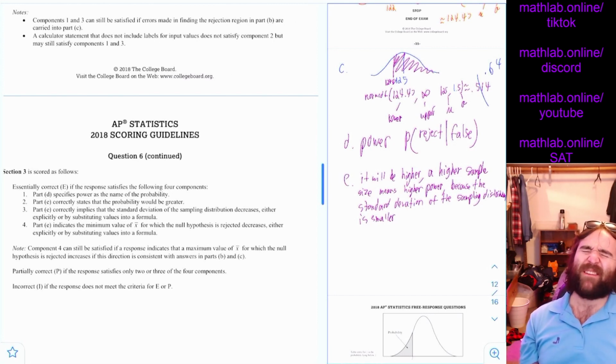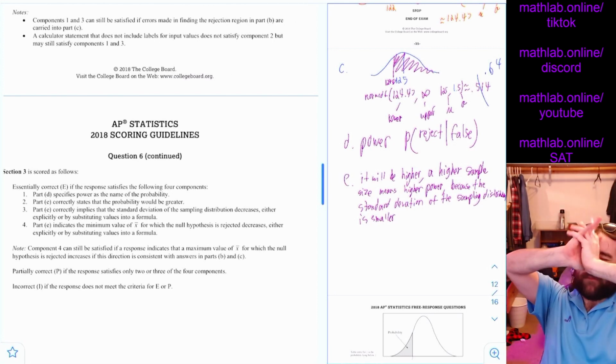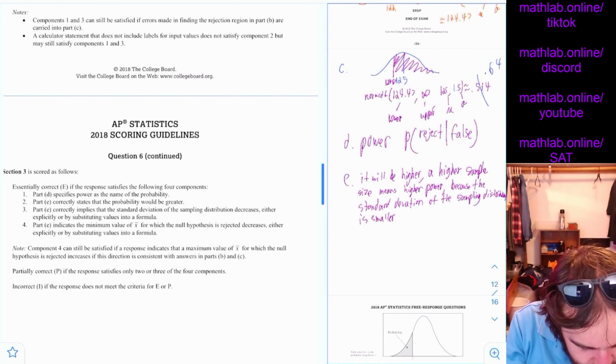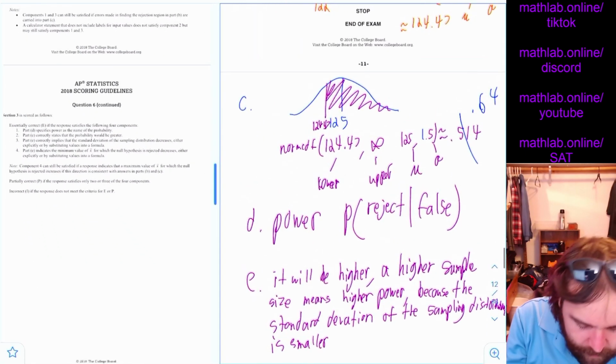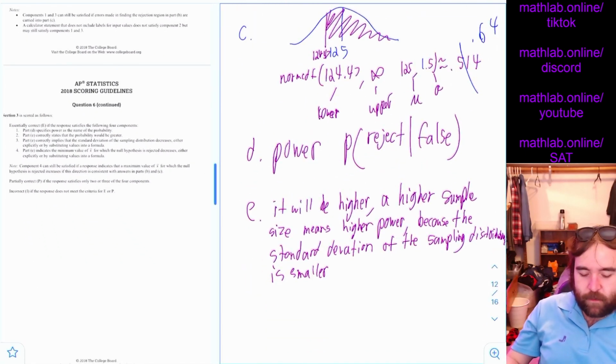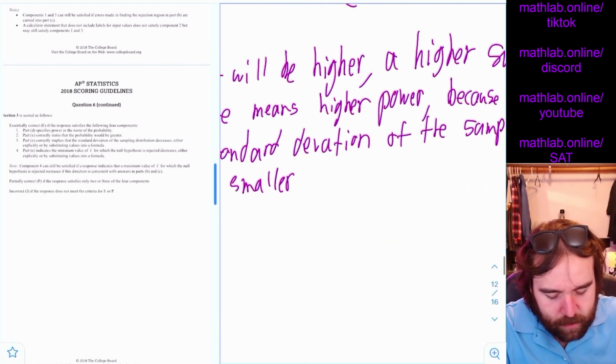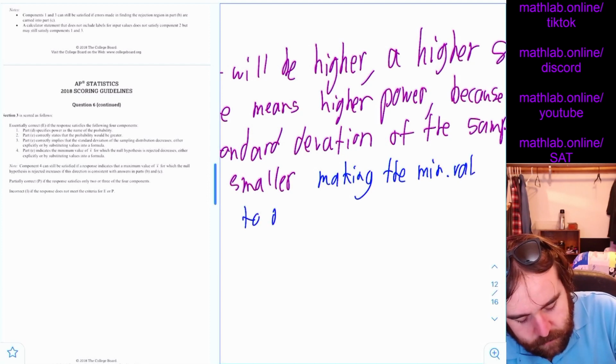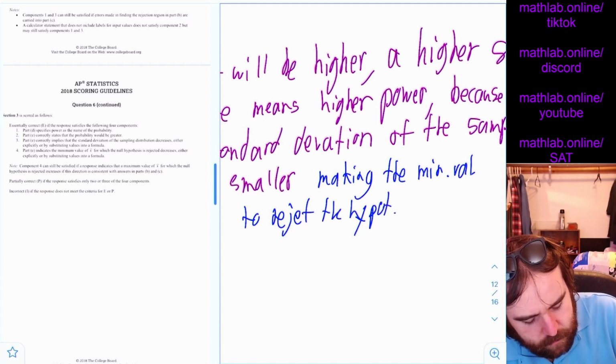I should have said that, but I might have got points. It'll be higher. A higher sample means a higher power. I mean, that right there should have gotten it. I just had to be a little more specific, because the standard deviation of the sampling distribution is smaller, making the minimum value to reject the hypothesis smaller.